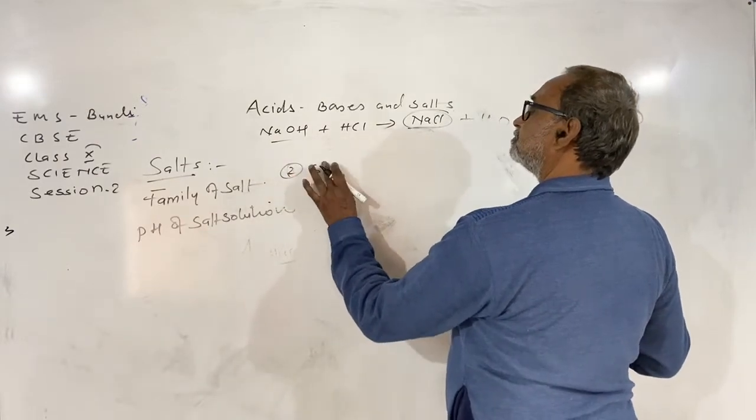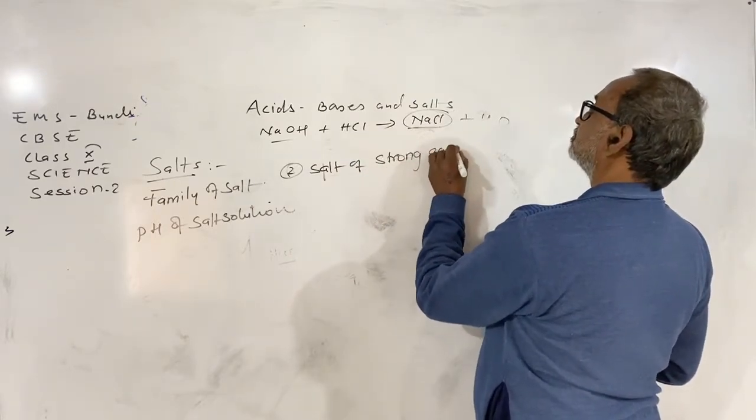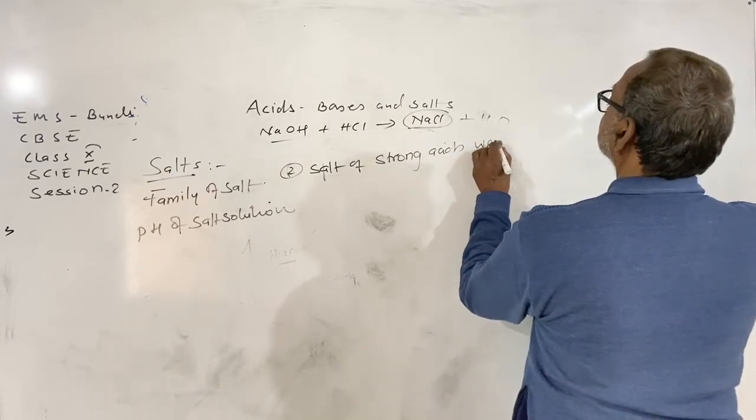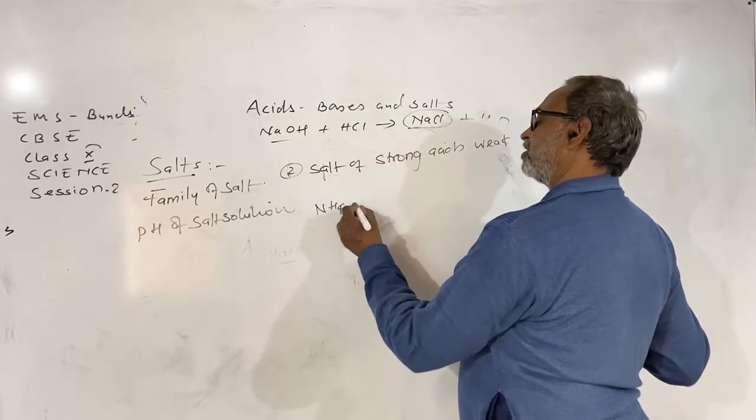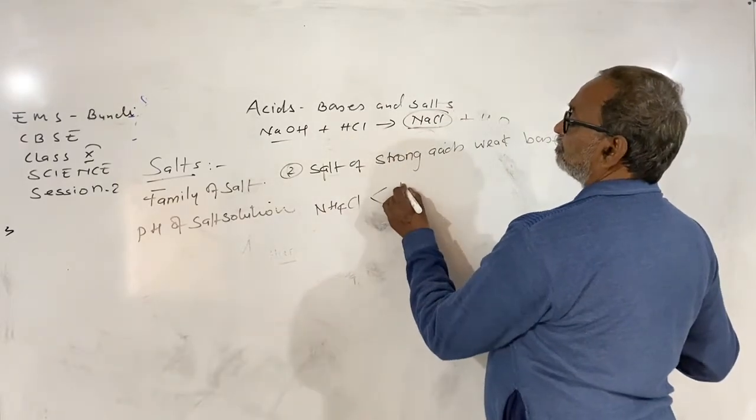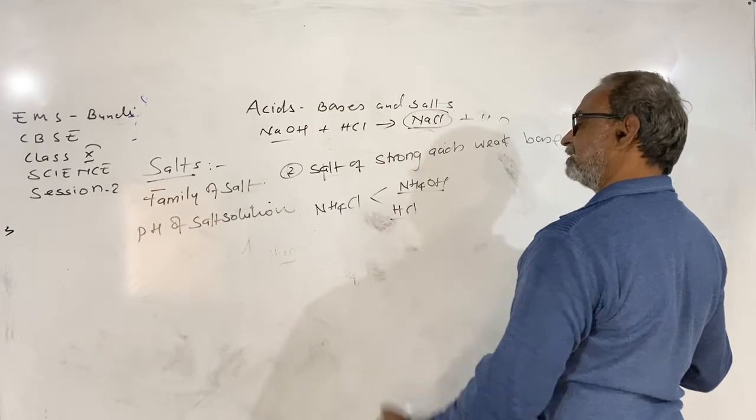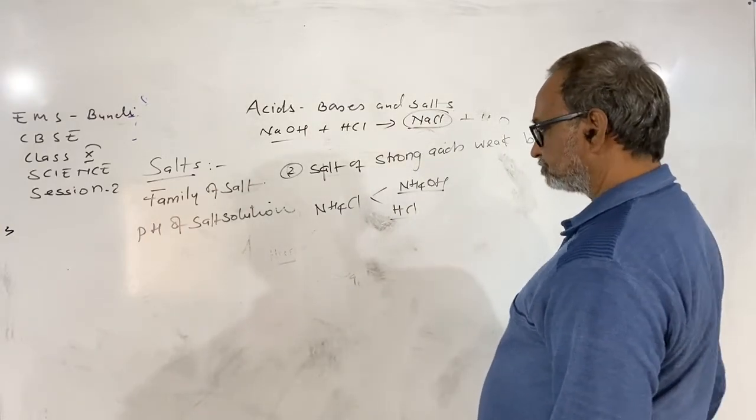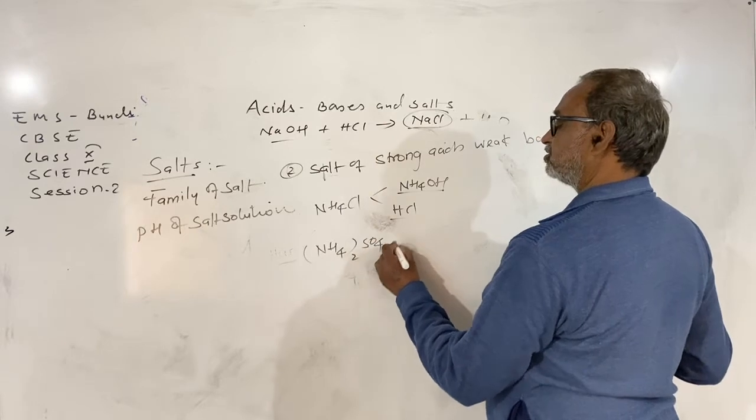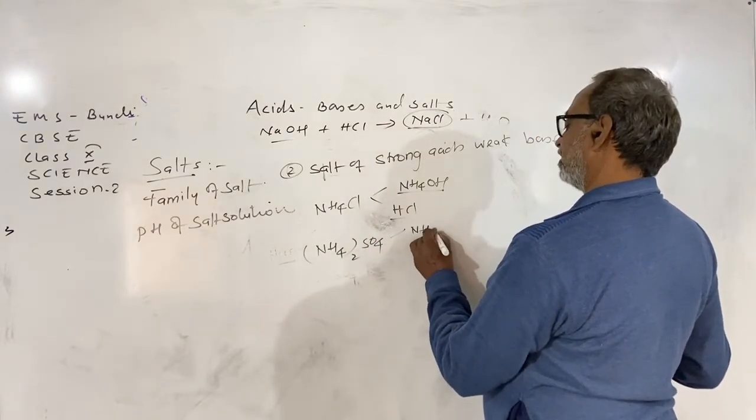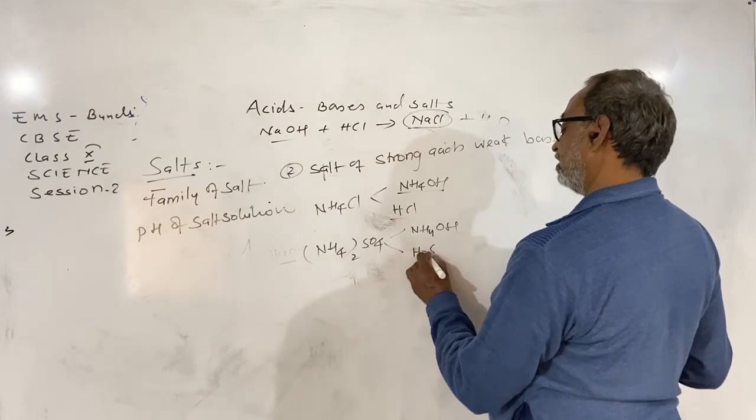Salts of strong acid and weak base. Ammonium chloride is a salt of ammonium hydroxide, a weak base, and hydrochloric acid, a strong acid. Ammonium sulfate is a salt of ammonium hydroxide, a weak base, and sulfuric acid, a strong acid.